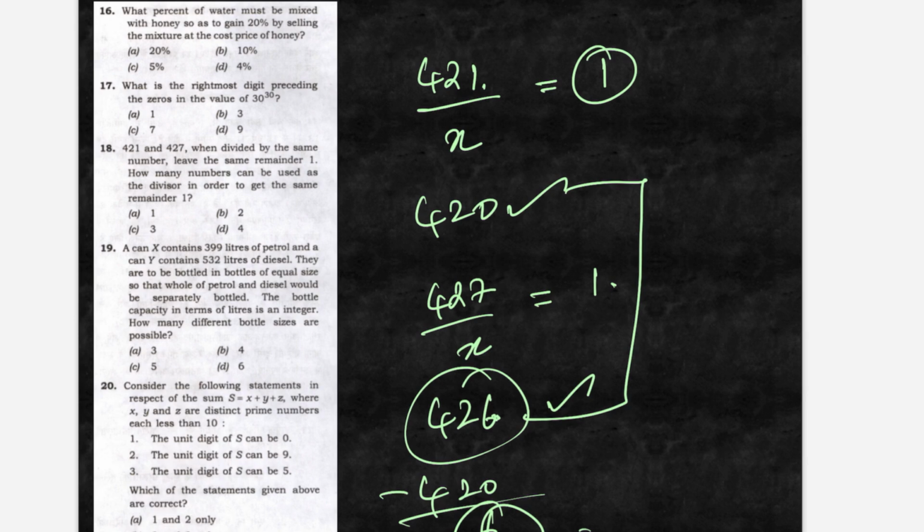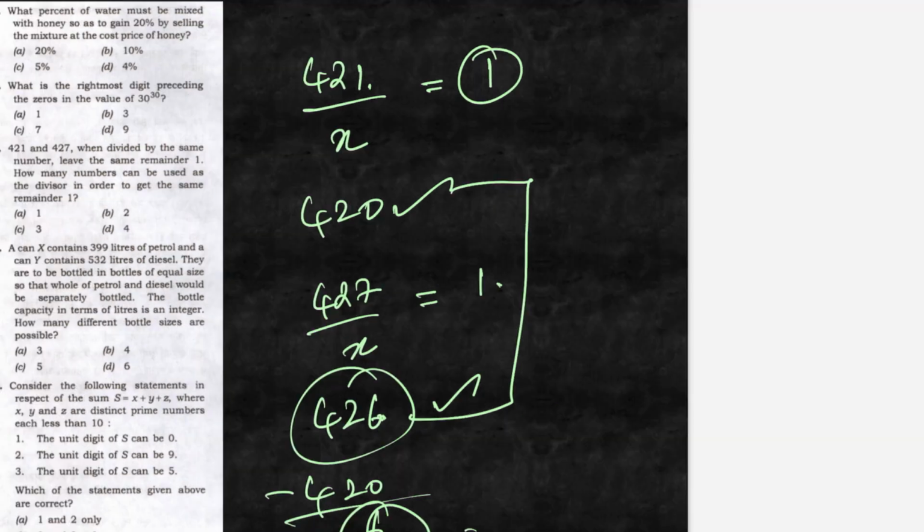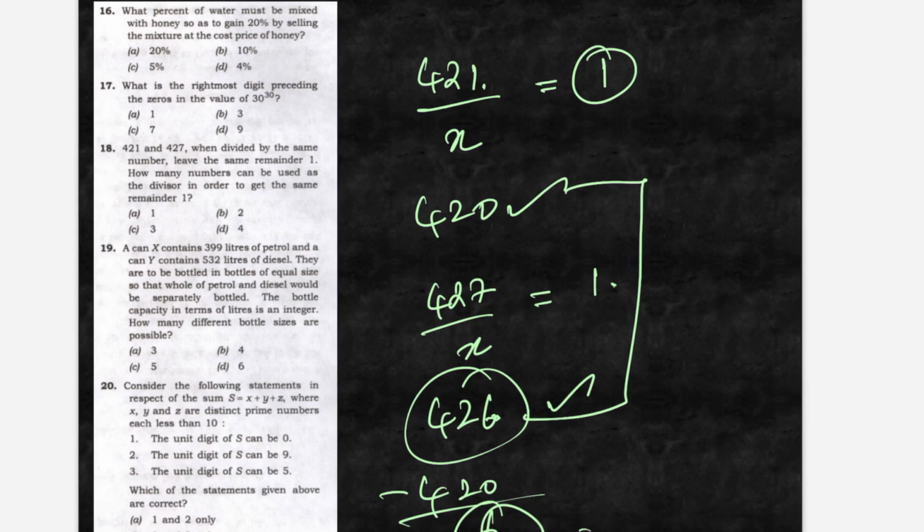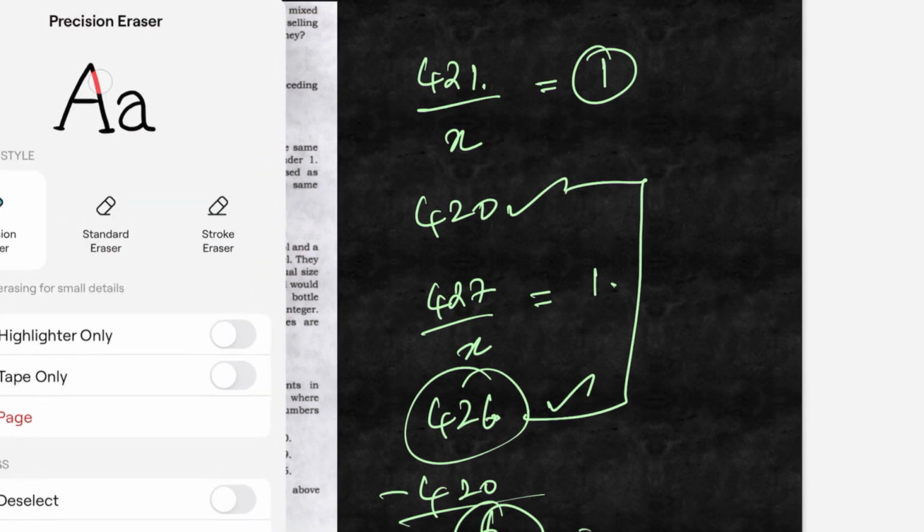How many numbers can be used as a divisor in order to get the same remainder 1? Right, so we have a question here. If only the options were given as 6 numbers, 7 numbers, 8 numbers, 9 numbers, I would probably leave the question unattempted, because I cannot manually figure out each and every dividing number, right? But the options given are just 1, 2, 3 and 4. So I just need to work out at most another 3 numbers. Already I have found 6. All I need is another 3 more numbers, right? So let me see how many numbers would fit into this category.